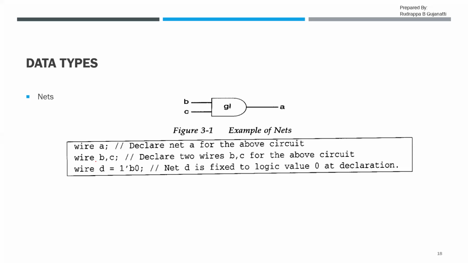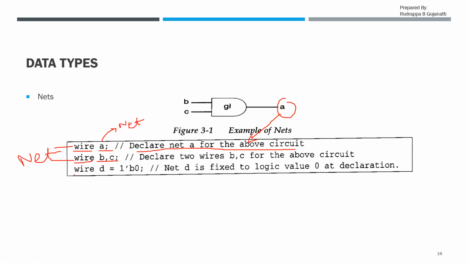So we have a related example over here. What we have declared is wire A. This is nothing but A of data type net. So we declare net A for the above circuit. Then we have declared another two, B comma C. These are also of type net.